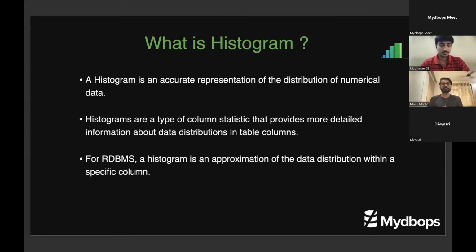A histogram is an accurate representation of the distribution of numerical data. It's a graphical representation of numerical stats or data, so it can be more understandable. It's data for a table's column, but it is represented in a bar structure or in a pie chart, so it is more understandable to humans. For an RDBMS, it's the same concept: a histogram is an approximation of data distribution within a specific column, like how the data is distributed throughout the column. It shows whether the distribution is uneven or even.